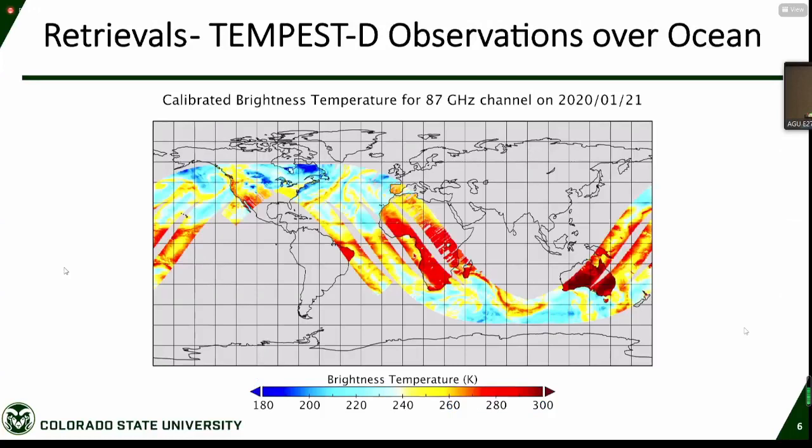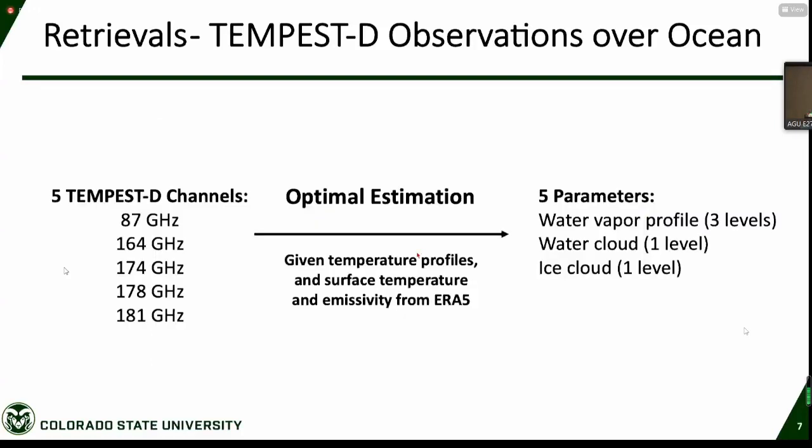In order to test our retrieval algorithm, we use simulated Tempest-D observations over ocean. Since Tempest-D provides 5 channels of observation, we use optimal estimation, given the temperature profile and surface temperature and emissivity from ERA5. Then we can retrieve 5 parameters, including 3 levels of water vapor profile, 1 level of water cloud and 1 level of ice cloud. Those 5 parameters are retrieved simultaneously.